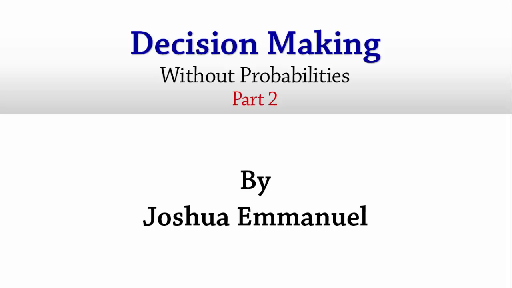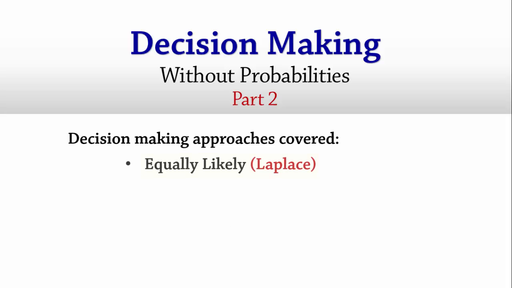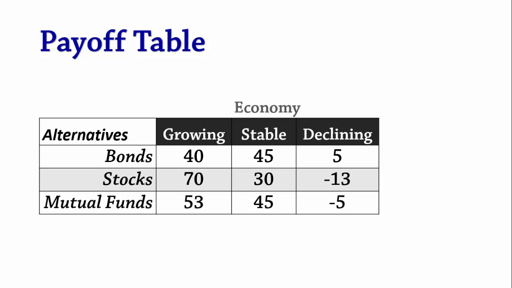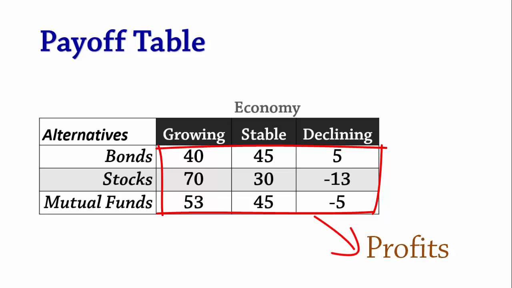Welcome. In this second part of decision making without probabilities, we will be discussing the equally likely approach, and we'll also be discussing the realism approach. We will be using this payoff table and assume payoffs are profits.